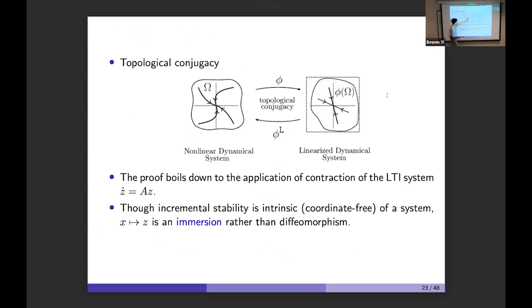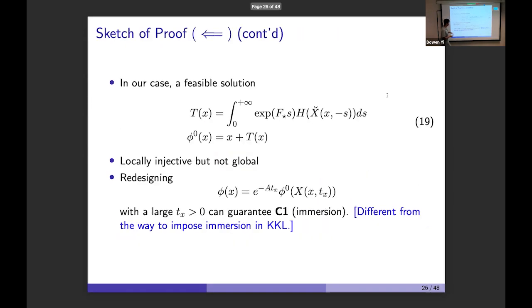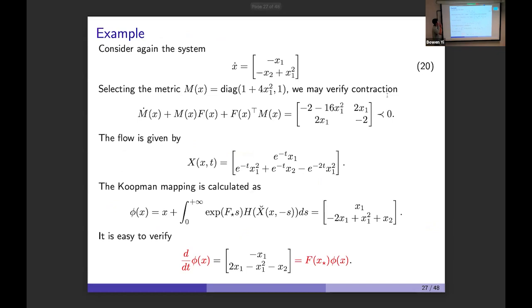We use the topological conjugacy between two coordinates and make the time go back a little, and we get this solution. For sufficiently large T, we can guarantee the injectivity is arbitrarily large. So this is different from the way to impose the injectivity condition in the KKL observer. In the observer design, the injectivity condition is guaranteed by some observability, and in our case, by modification to this specific form.